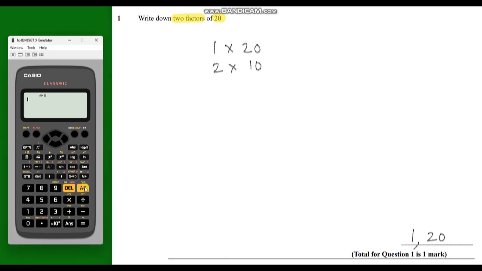You can always check this on the calculator. You could do 20 divided by 3. And notice you get a decimal. So 3 is definitely not a factor. But 4 is a factor. And 4 times 5 is 20, and now we're done because after 4 is 5, but we've already checked 5. So once we've done that, we can stop. So there are 6 factors of 20, but as I said, we only need 2. So as soon as you've done 1 and 20, you can just put those as your answers.